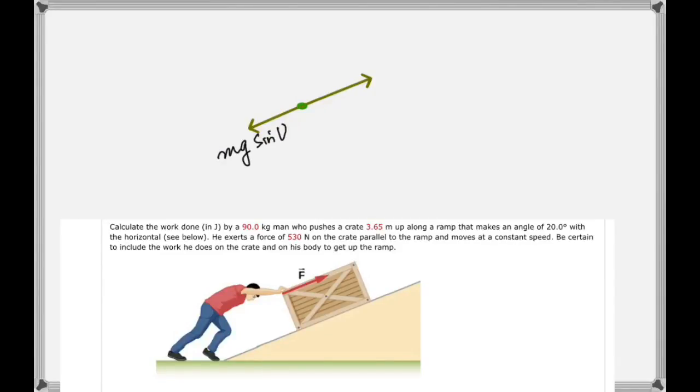Here is this man pushing a crate up, and you're asked to find the work. You have to remember that when he pushes the crate, he's also dragging his body up. So the force that acts on him is minus mg sine theta. It's acting down. And this is the force that he exerts on the crate. So that gives you the net force.